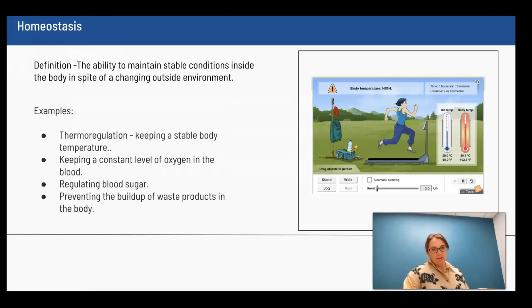There's a few examples of how your body performs homeostasis through regulating different functions. The big one that we're going to look at is thermoregulation, which is keeping a stable body temperature. There's also your body will work to keep a constant level of oxygen in your blood. Your body regulates your blood sugar, and your body prevents the buildup of waste products in your body. Those are the ways that your body performs homeostasis.